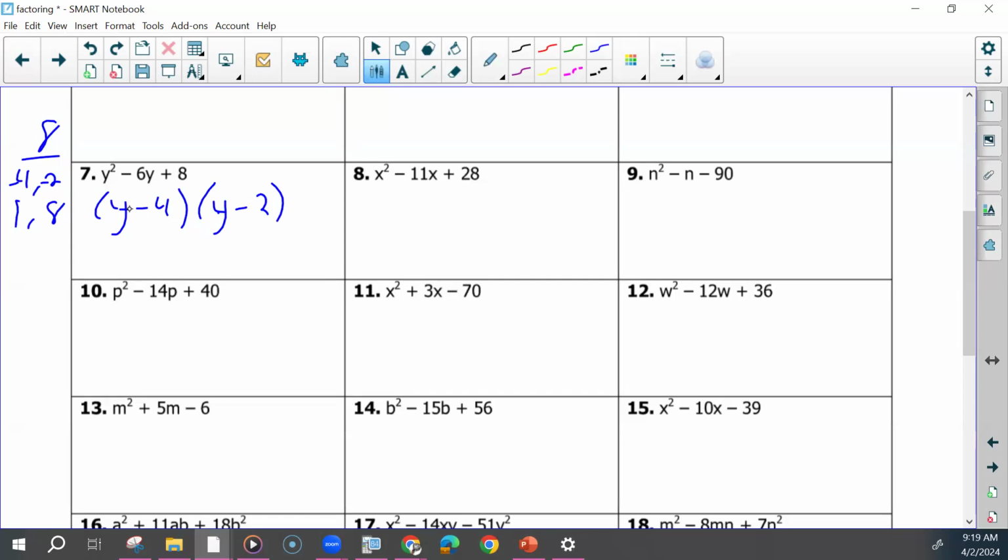Some of the other ones that are like this, 8, 10, 12, 18, any of those we want to see, go over, have questions about? Sure.